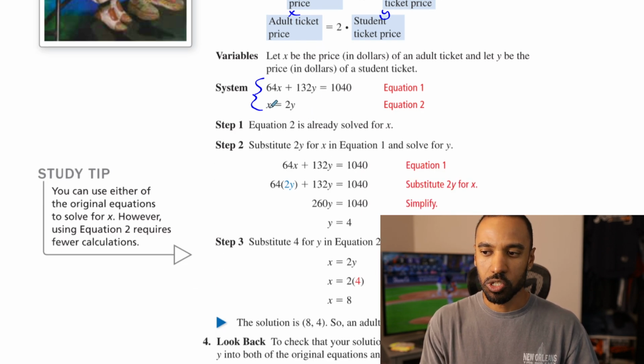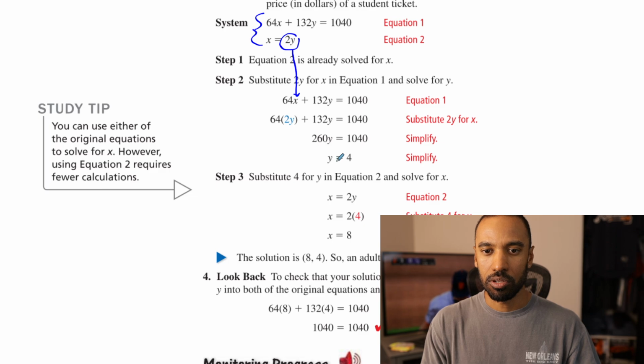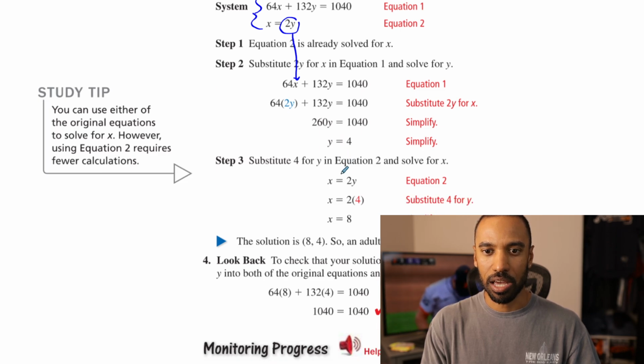Now, considering x is by itself in this equation, we can take 2y and substitute it for our x in the top equation and solve for y. When you do, you get y equals 4, and then take that y, substitute it back in that equation. 2 times 4 is 8.